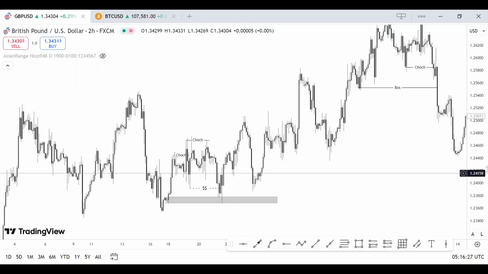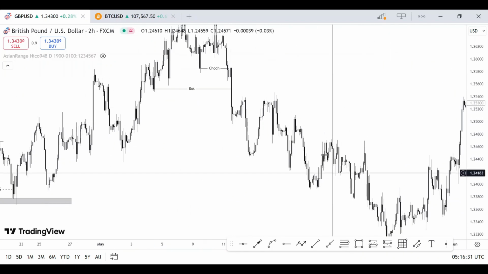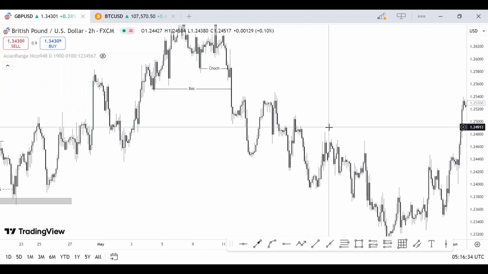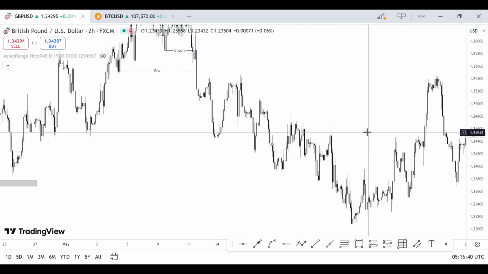You don't start looking for buys. You don't focus on this side. You focus on this side. You start looking for sells, and you need to be patient. In the forex market, patience is key.